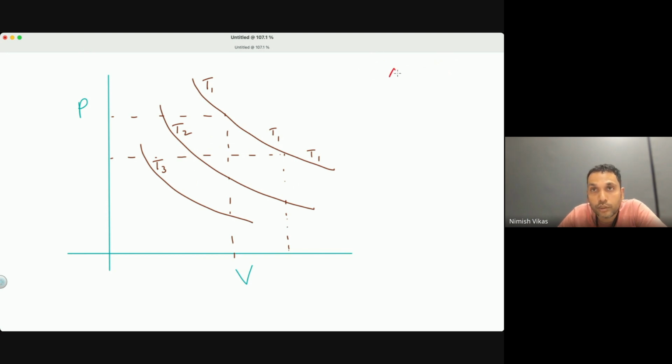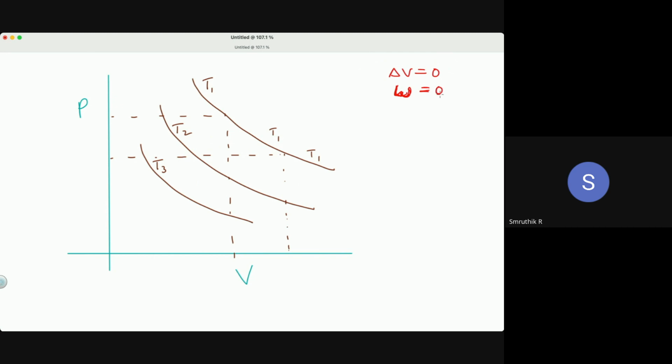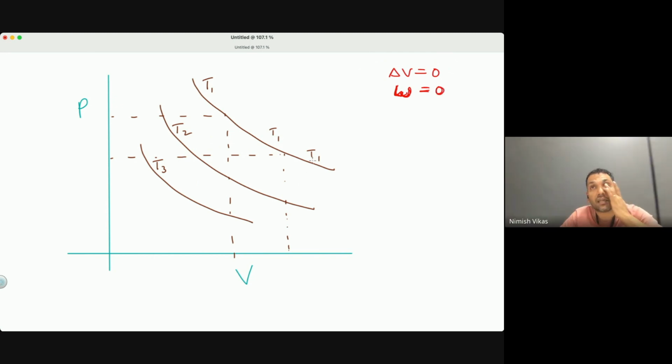If there is no change in volume, then how much is work? How much is work? 0. Is that clear? Because work was nothing but P dV, pressure into change in volume, an integration, which is not there. Change in volume is not there, so there is no work.